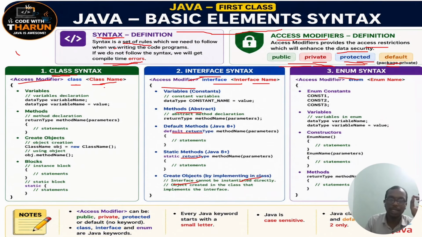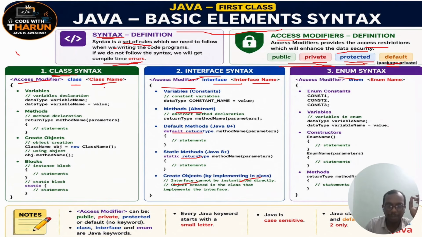I hope you enjoyed this class. There are 3 basic elements in Java: class, interface, and enum. Below, I mentioned small notes.